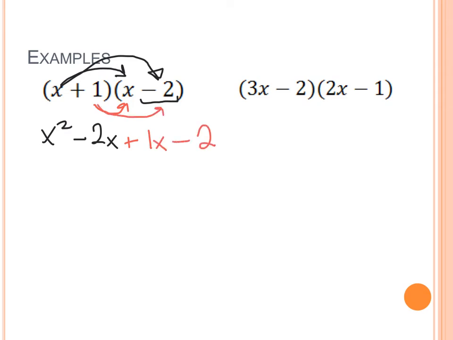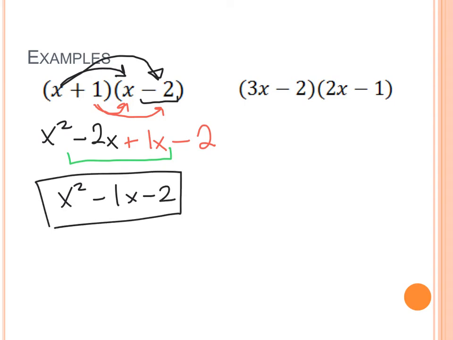Then I take my 1, distribute that, so plus 1x, and then distribute my 1 again, and I'm going to get minus 2. Now what I would do here is I look at these two things and I recognize that those are like terms, which I can combine. And if you do this appropriately and everything is ordered the right way, your combined terms or your like terms will always be in the middle. So I'll get x squared, negative 2 plus 1 is minus 1x, and minus 2, and there's my simplified answer.